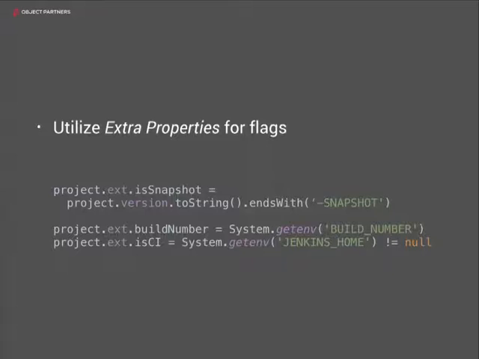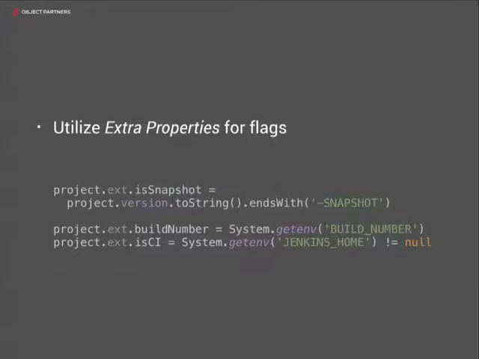Another good use is to make use of the extra properties inside of your Gradle build. The project, and actually most tasks by default, have this ext variable that allows you, during the configuration of the build script, to inject properties or methods onto these objects. So you can extend a task or a project with additional information.